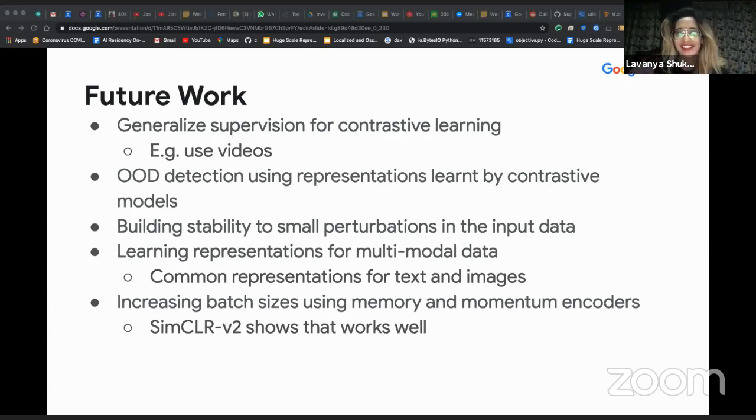Someone else in the comments asked, could you talk more about the augmentation techniques that you tried and what makes supervised contrastive learning stable to these augmentations more so than other ones? Yeah, let me try and pull up something.